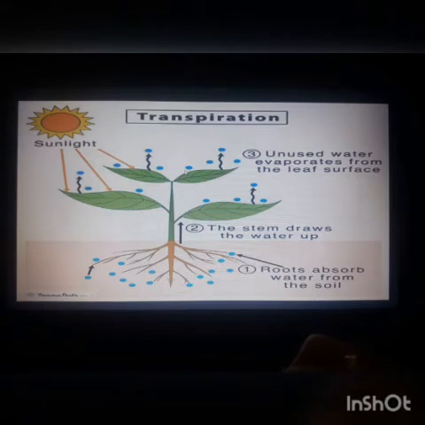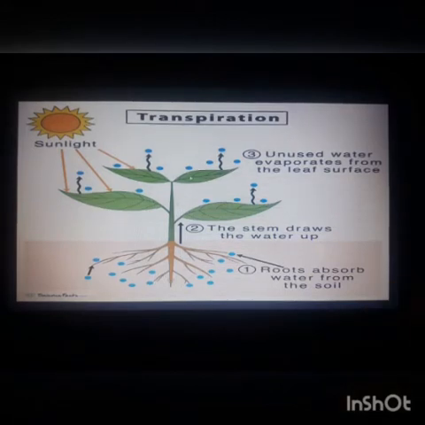The removal of water molecules from the surface of the leaf is known as transpiration. The pressure or pull that is created from downward towards upward just because of the evaporation of water is known as transpiration pull.